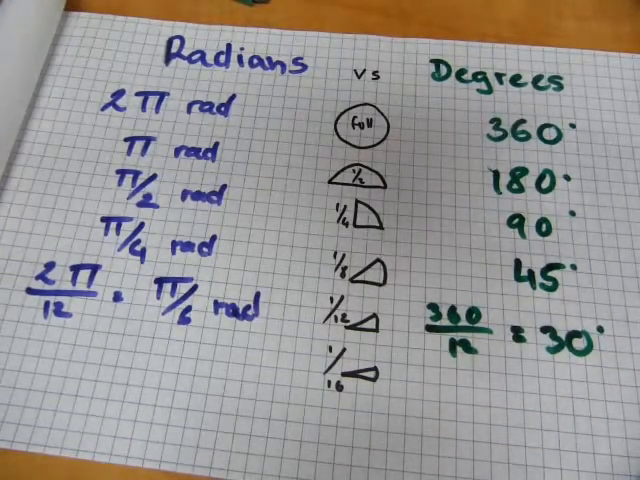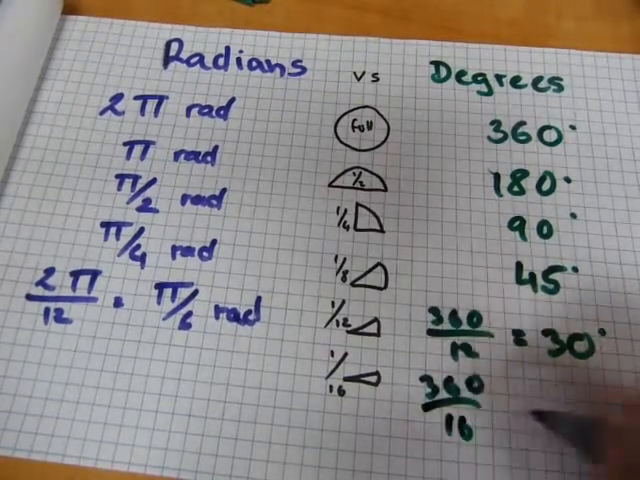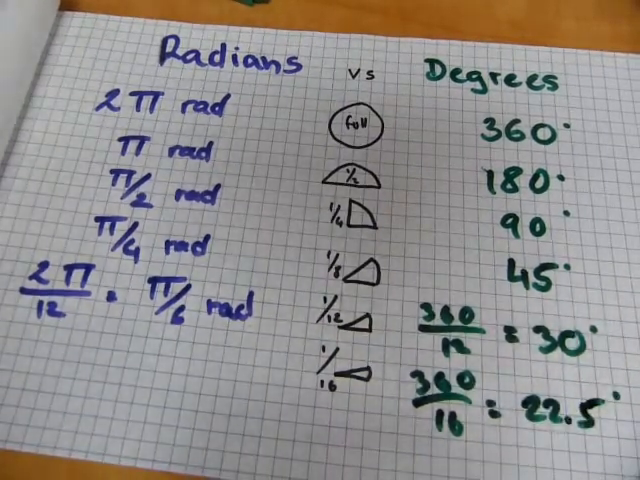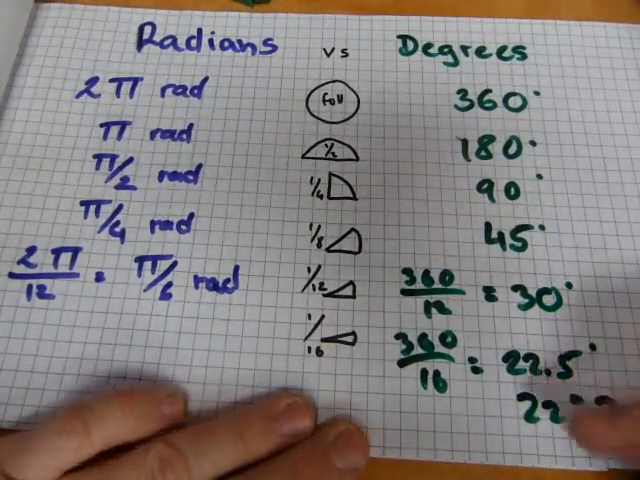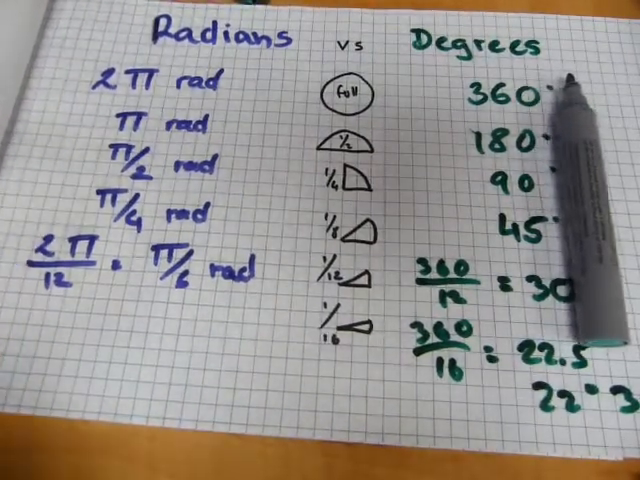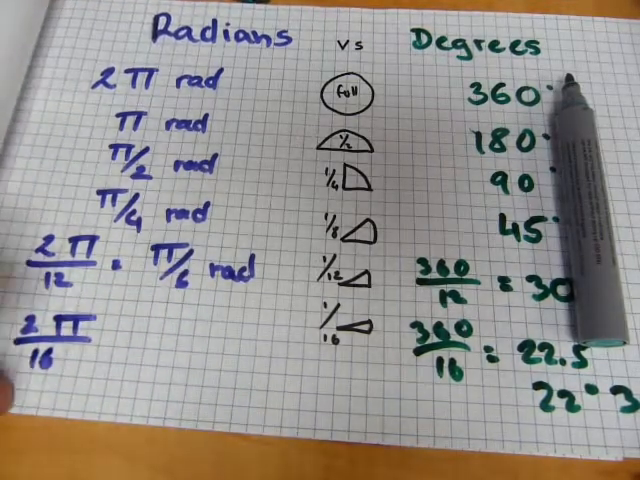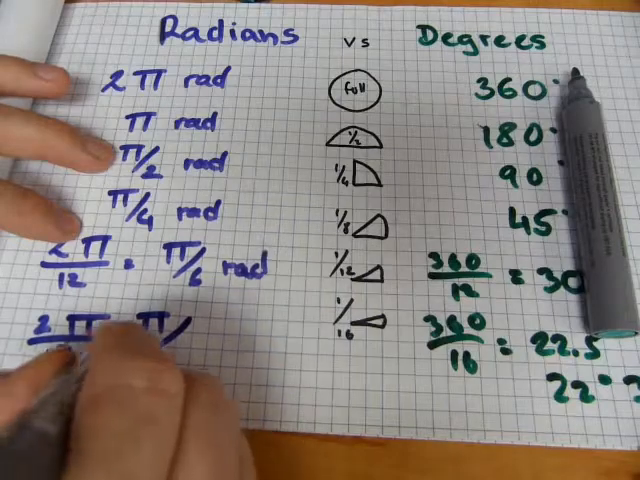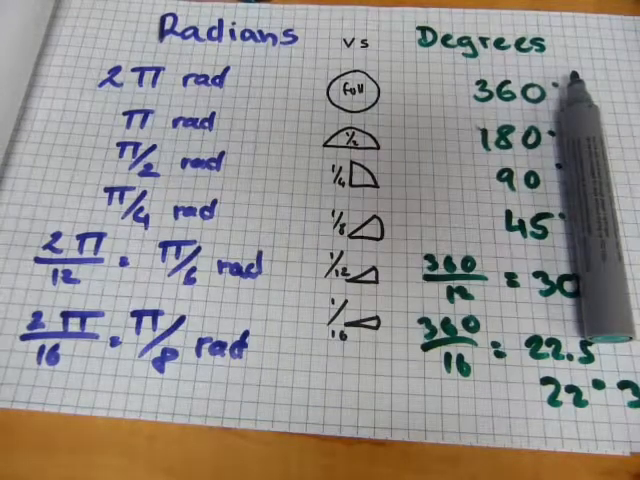Same thing. Here I have 1/16 of a circle, which is 360 divided by 16, and that's 22.5 degrees, or 22 degrees 30 minutes. So this is where the 60 base system is kicking in. And 1/16 of 2 pi is, what is 2 pi over 16? Well, 2 divided by 16 is the same as 1 divided by 8. So I'm just going to write pi over 8 radians. That's 1/16 of a circle.